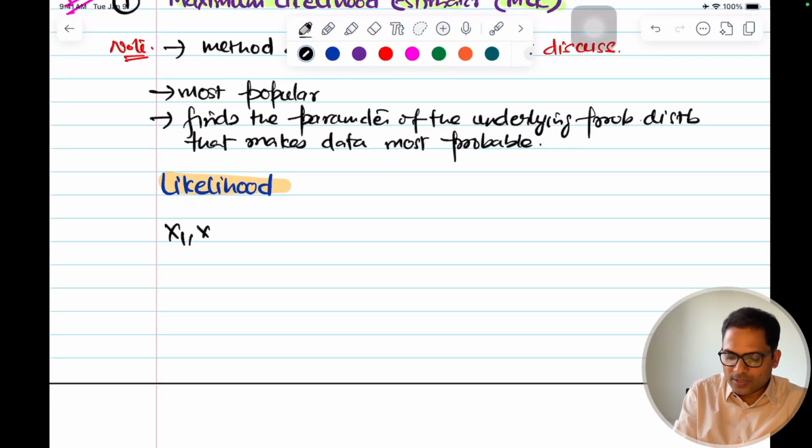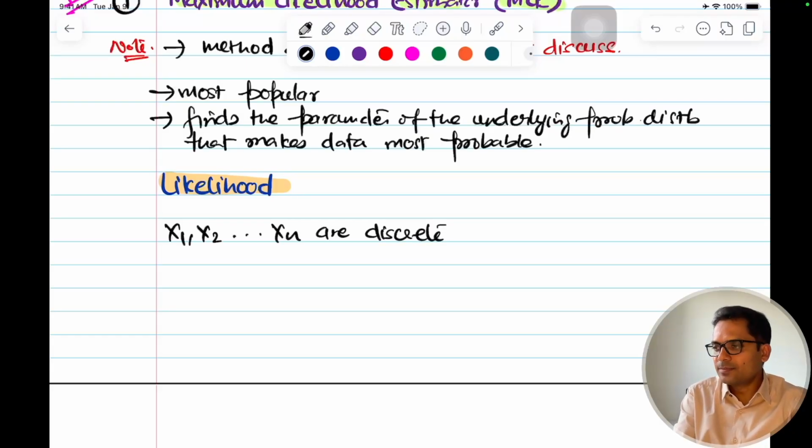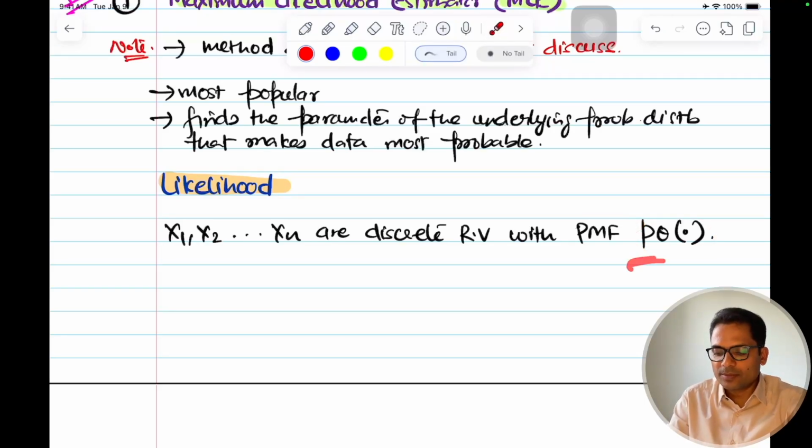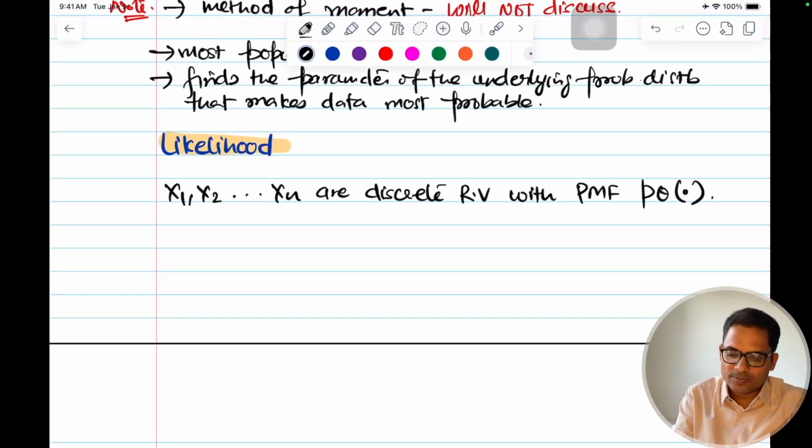Likelihood. Say, for example, I have x1, x2, ..., xn, which are discrete random variables. These are the observations, the data observed, with some discrete PMF, P of x given theta. This is my PMF, the probability with some parameter theta. These are my observations, or this is the data, same thing.